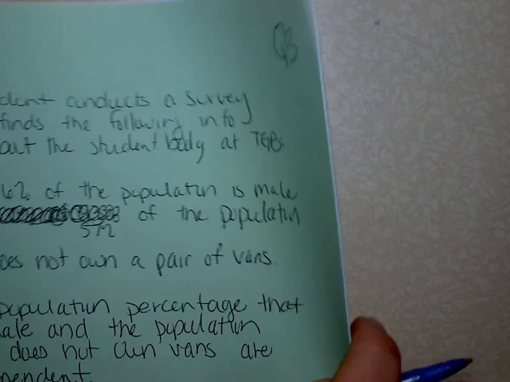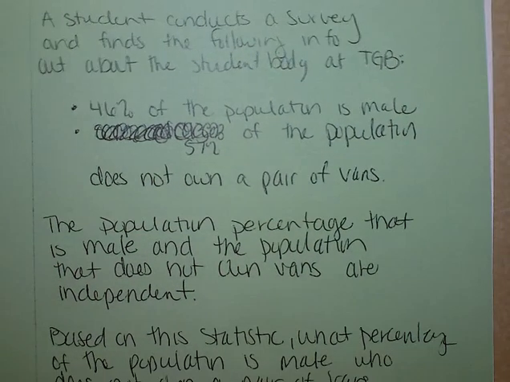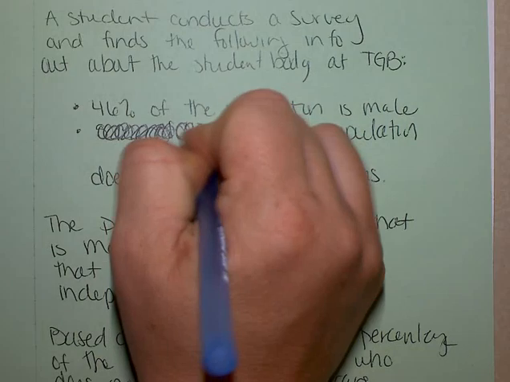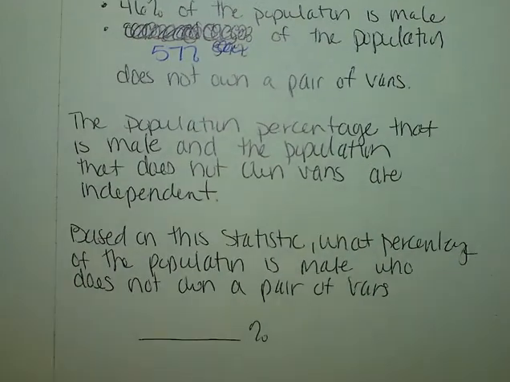Here we go. So this is going to get a little more complicated now. A student conducts a survey and finds the following information out about the student body at Trevor Brown. So at Trevor Brown, we are told that 46% of the population is male. 46% of the Trevor Brown student body is male. We're also told that 57% of the student body population does not own a pair of vans. The population percentage that is male and the population that does not own vans are independent.